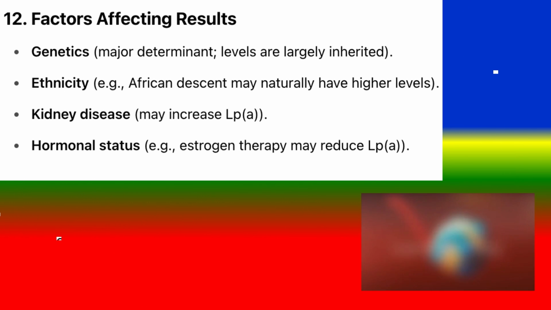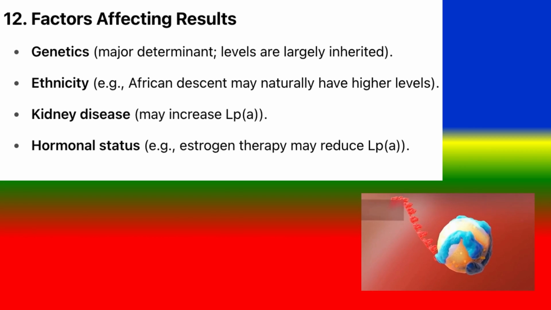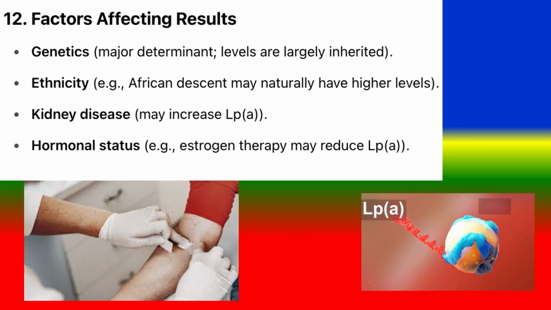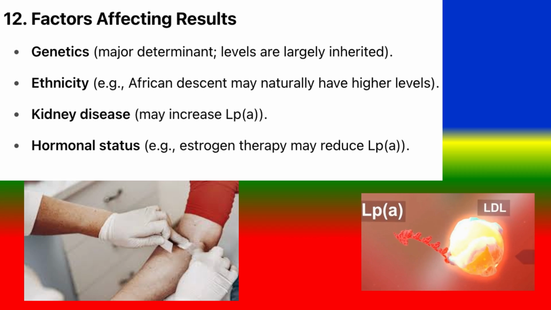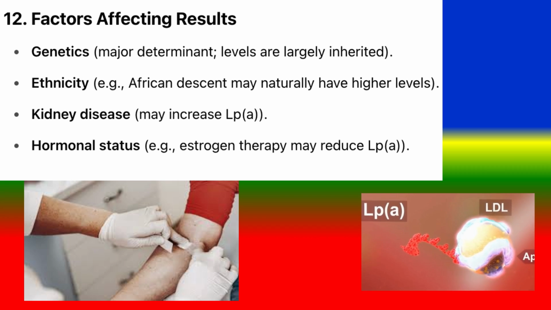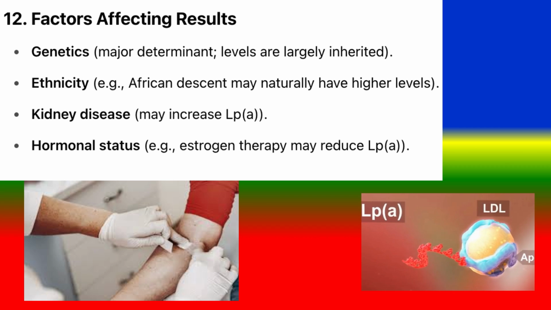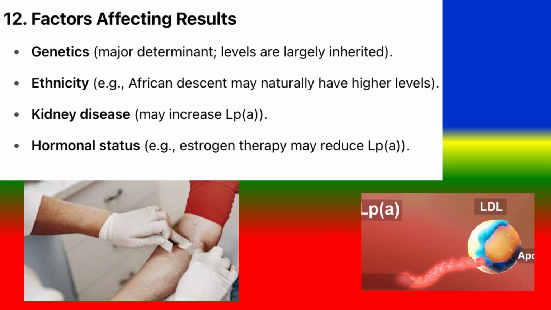12. Factors affecting results. Genetics, a major determinant. Levels are largely inherited. Ethnicity, e.g. African descent, may naturally have higher levels. Kidney disease may increase LPA. Hormonal status, e.g. estrogen therapy, may reduce LPA.